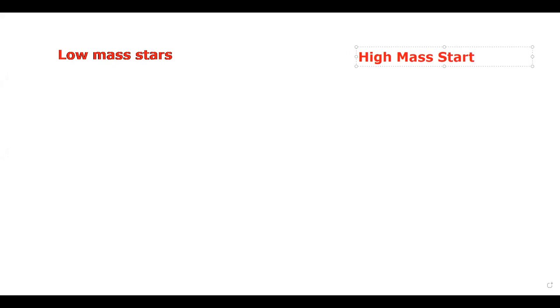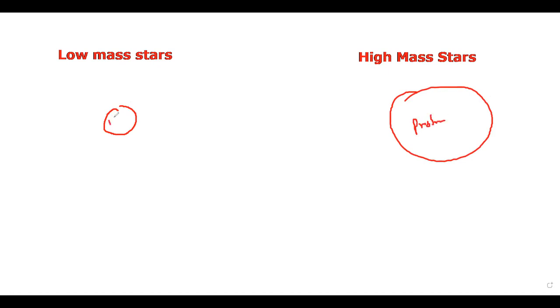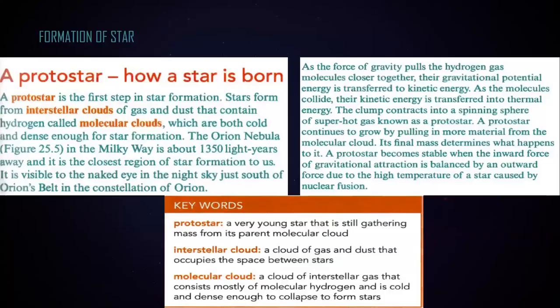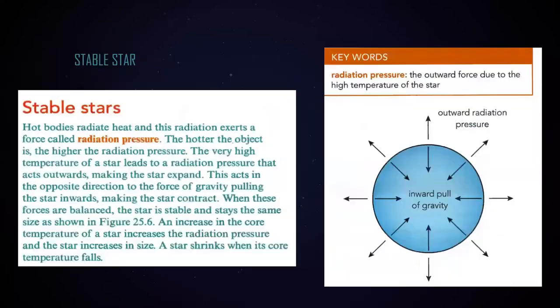So the protostar is the same thing. When the protostar forms, what is the main difference? A low mass star will have a small amount of matter in it, a smaller protostar. But a high mass star will have a greater size of protostar, the first phase. So the cycle of the star depends on the initial mass. If it's a smaller mass like our sun, then it will have a different cycle as compared to the massive star.